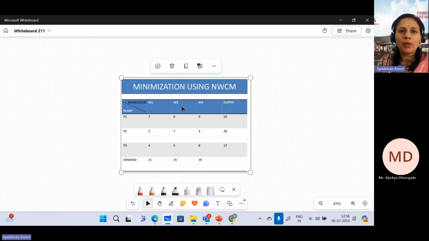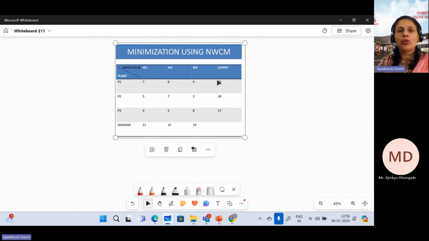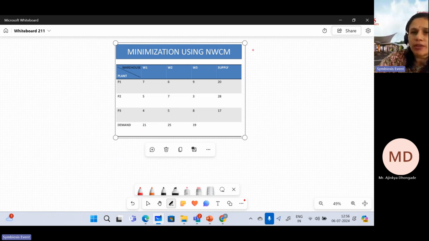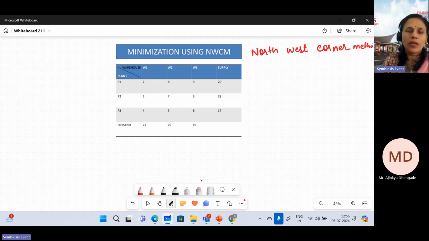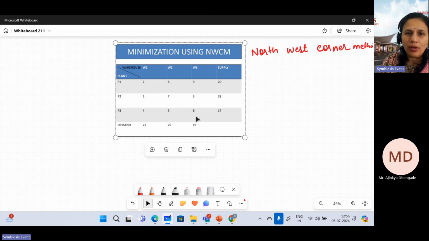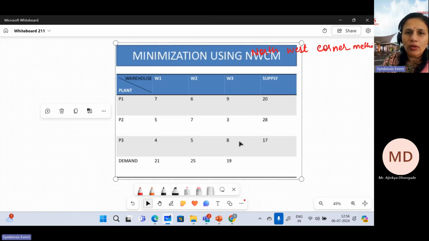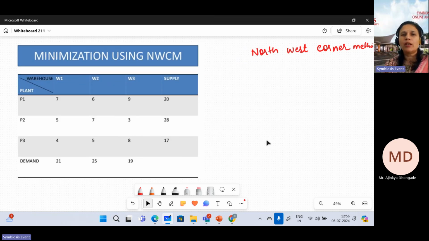So this is my minimization problem, to minimize the cost by using NWCM. What is NWCM? Northwest corner method. So look at this question. We just need to find out the allocations and the total cost involved. And if that cost has to be minimum, then I need to compare all these methodologies.